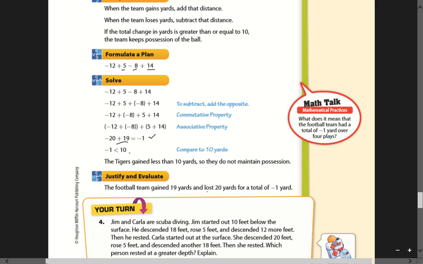But negative 1 is less than 10, and their goal is to have more than 10. So the Tigers gained less than 10 yards. So they do not maintain the possession of the ball. So this is how we compare.